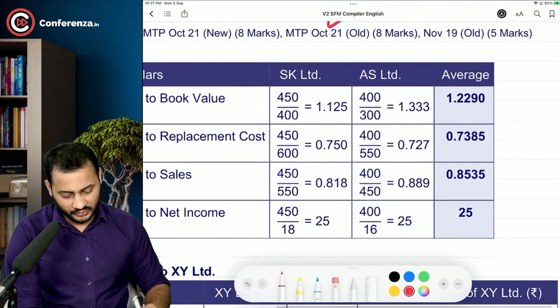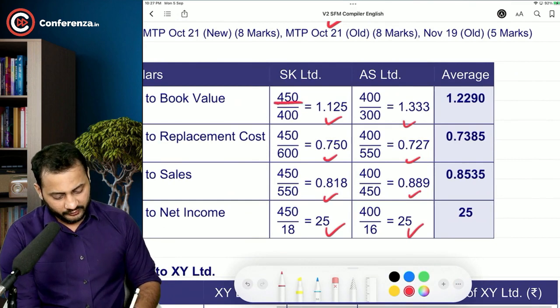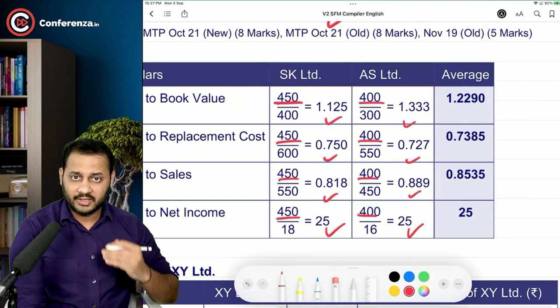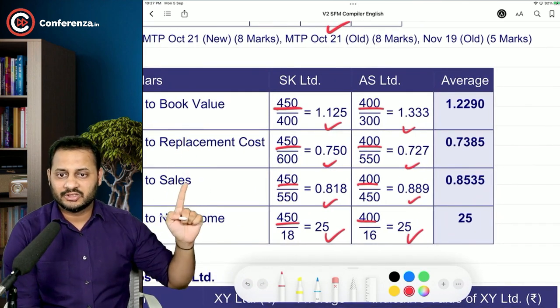Have a look. 1, 2, 3, 4. 1, 2, 3, 4. 450, 450, 450, 450, 400, 400, 400 and 400. Market value is in the numerator. Rest of the figures are related to book value, replacement cost, sales and this.